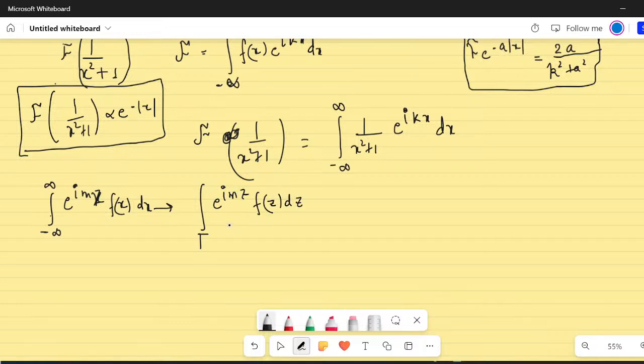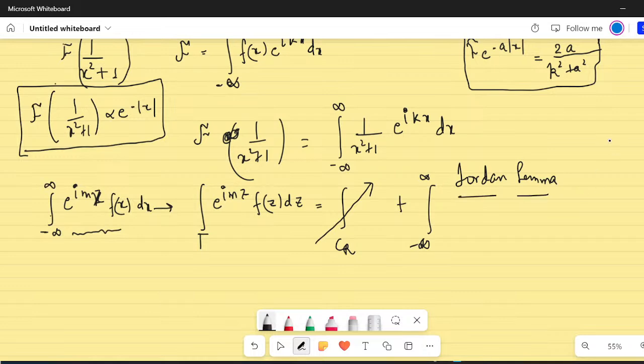We replace it by a contour integration. This contour integration contains two parts. One part is on the semicircle, another part is on the real axis. And basically what happens is this particular part goes to 0, and eventually we are left with this only. So this is referred to as Jordan lemma. Here this m is positive, and we take the upper half of the plane. We take the upper half of the semicircle for evaluating such integrals.